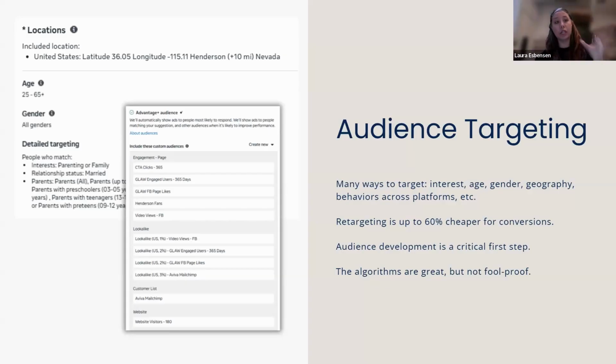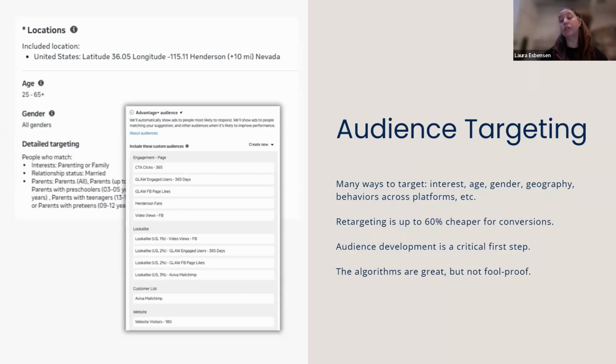for conversion. So if you send a conversion ad to somebody who has not interacted with you in any way, that is going to be much more expensive to be successful than if you target someone first with the goal of getting a like or a view, and then target them again later with the goal of getting a sale or a form filled out or something like that. So in that sense, audience development is a very critical first step.